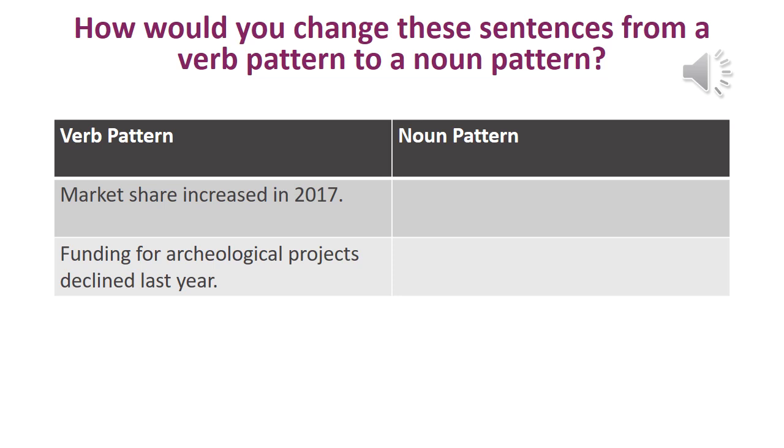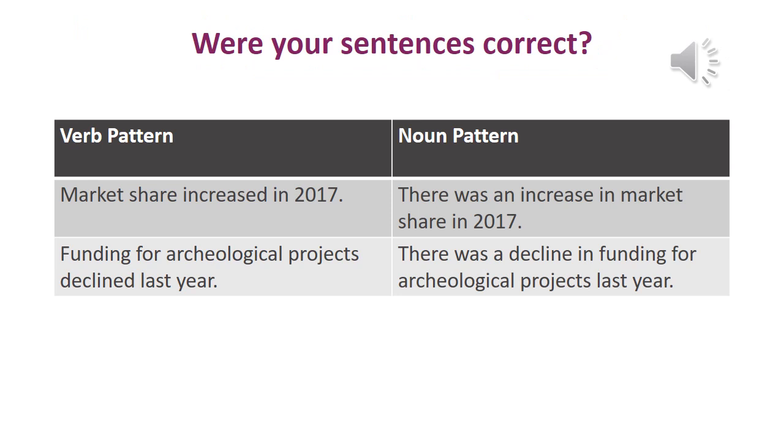How would you change these sentences from a verb pattern to a noun pattern? Were your sentences correct? In the verb pattern, we have 2 examples. Market share increased in 2017. Funding for archaeological projects declined last year. Both of these can be in the noun pattern. There was an increase in market share in 2017. There was a decline in funding for archaeological projects last year.